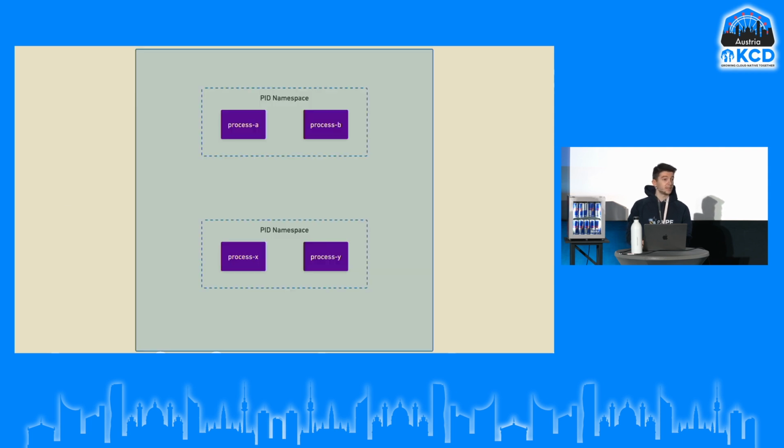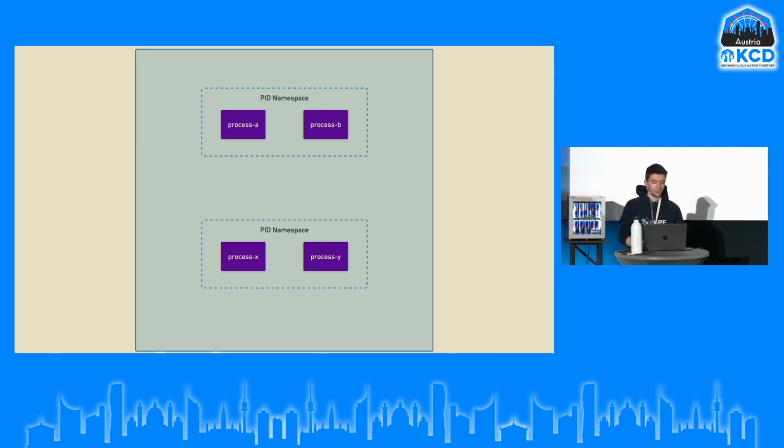As mentioned, namespaces are here for isolation purposes. So the idea is you can assign something, a certain type, depending on the type of namespace that you have, to a namespace. When you do this, it will then only be able to operate within the scope of its namespace. So if we create a PID namespace, which is a process ID namespace, we can assign processes to that specific namespace. So for example, process A and B can be in the same namespace, and process X and Y would be in their own namespace.